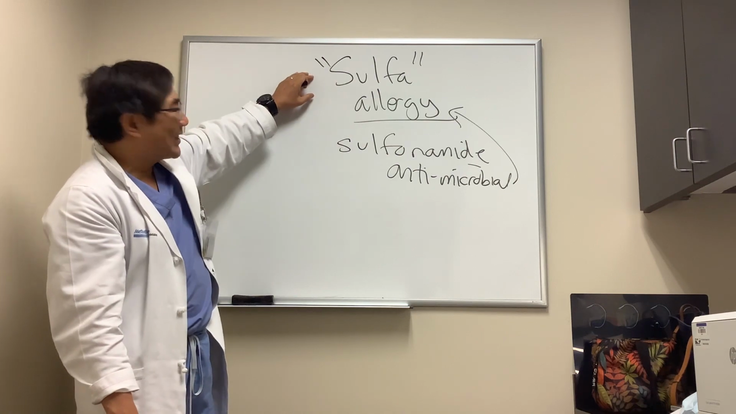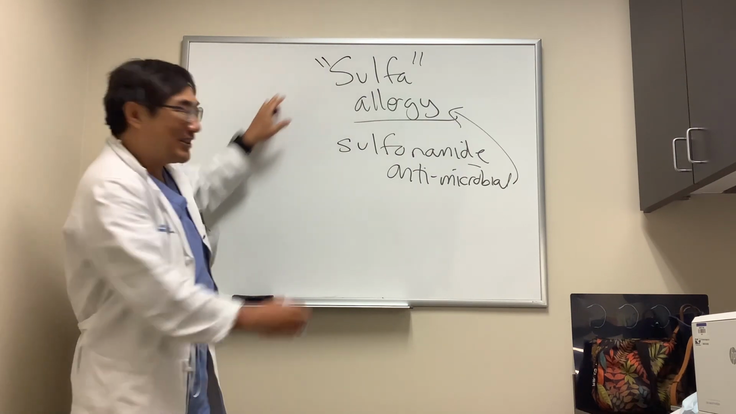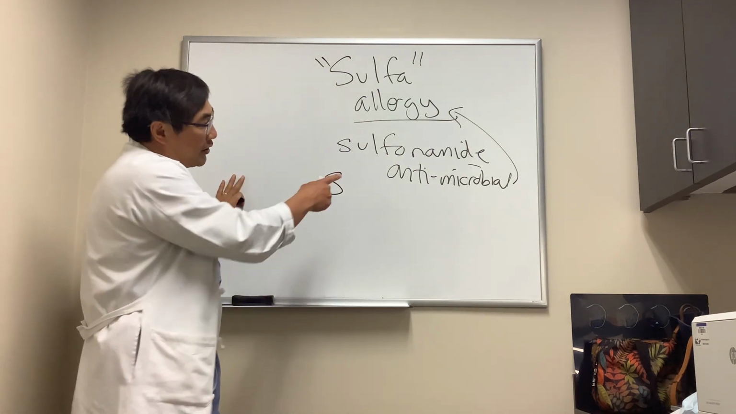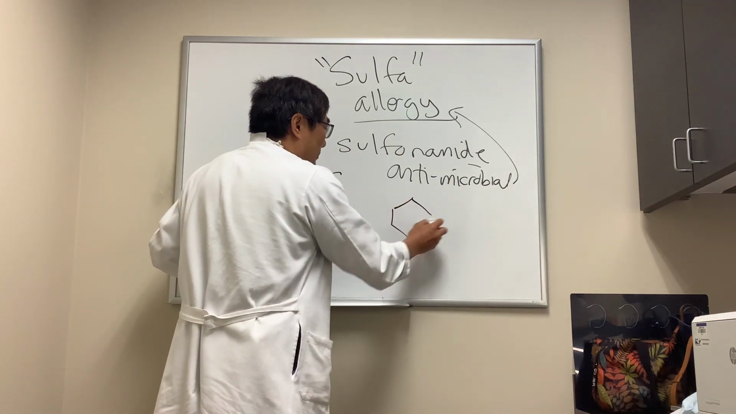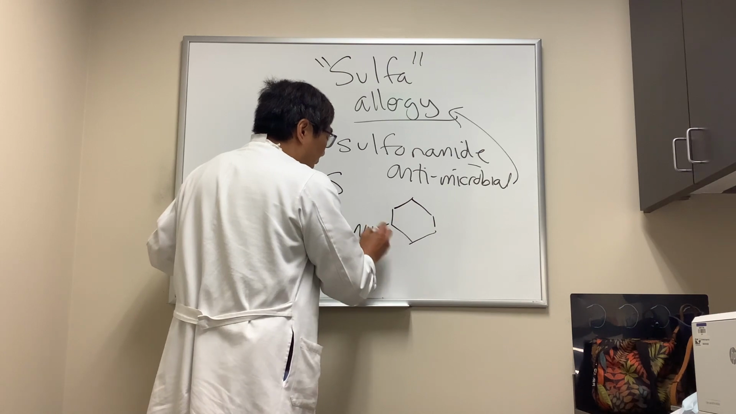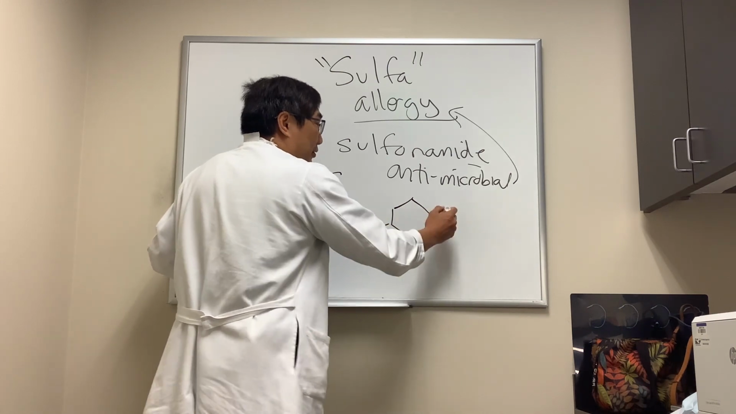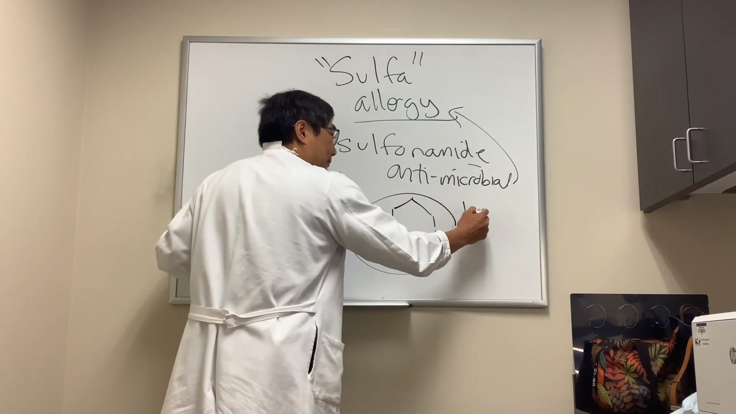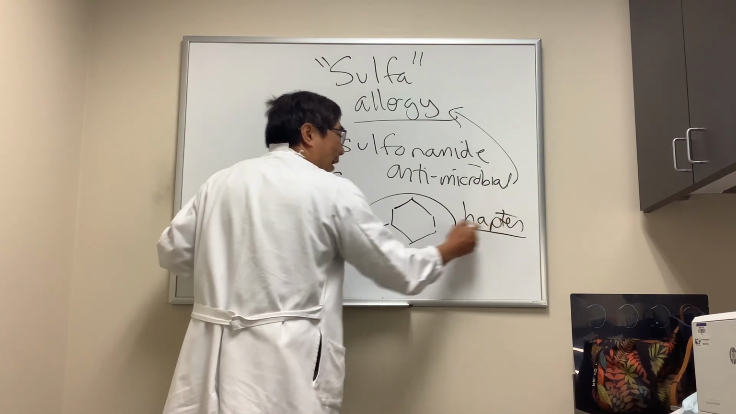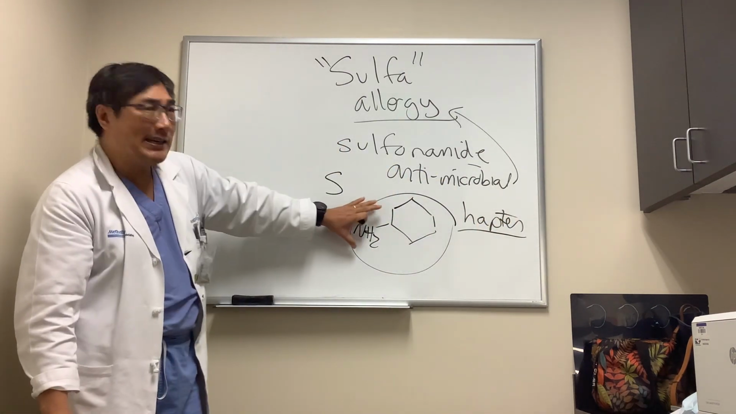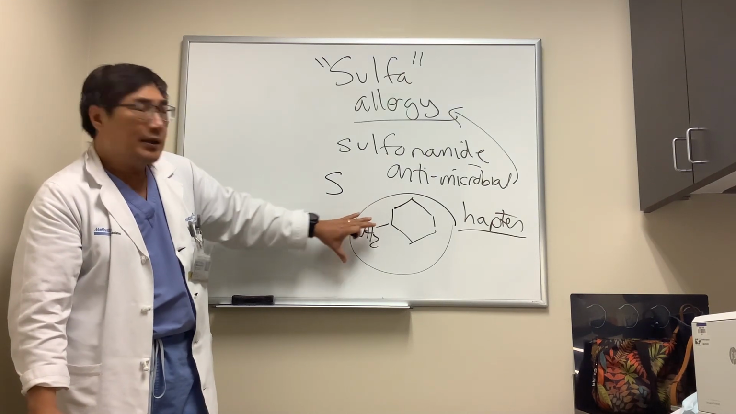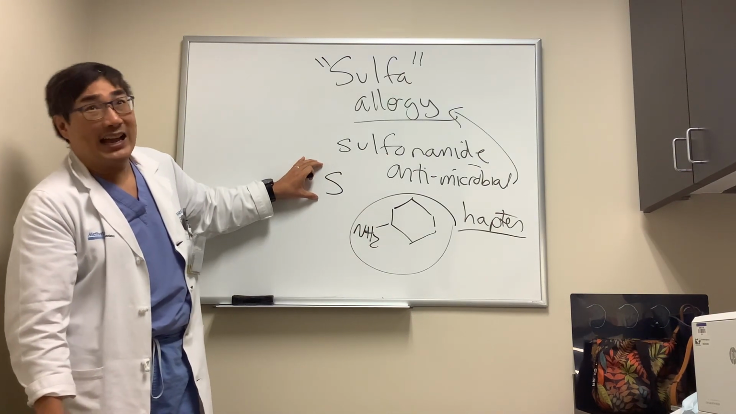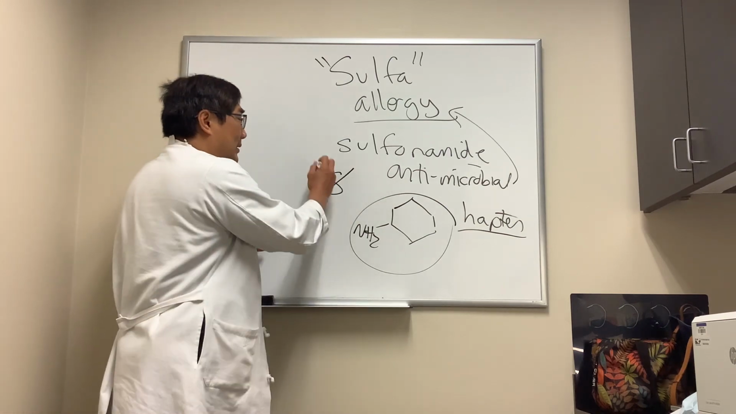However, you're not actually allergic to the sulfa moiety, which is the S. What you're allergic to in the sulfonamide antimicrobial is the N-arylamine group, and that N-arylamine group is the hapten. And the hapten is the biologic organic part binding to protein that allows your immune system to recognize this as foreign. Sulfa is not the hapten in sulfonamide antimicrobials.